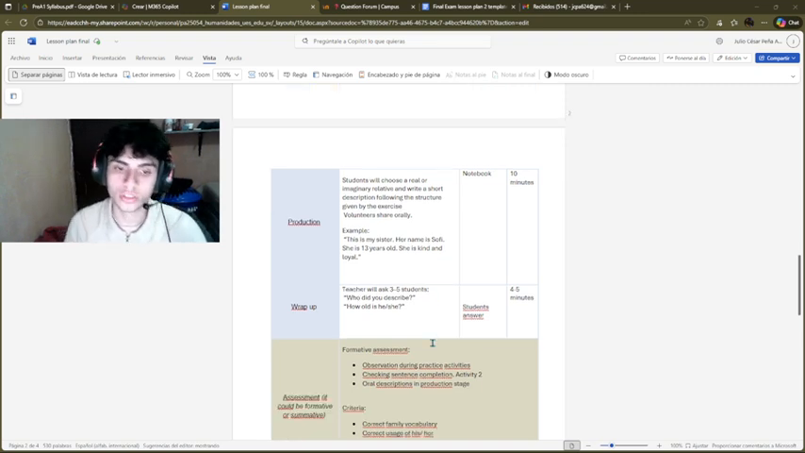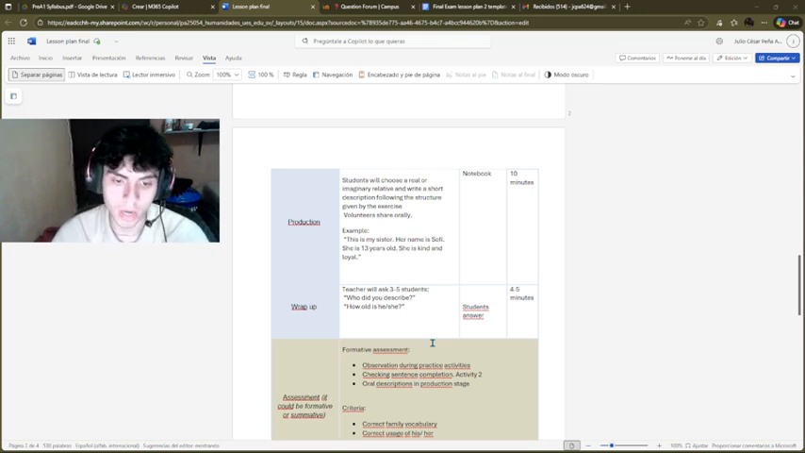Then for the production, the students will choose a real or imaginary relative and write a short description following the structure given by the exercise. Volunteers share orally. Here we have an example: this is my sister. Her name is Sophie. She's 13 years old. She's kind and loyal. From the notebook, this is the material, and it's going to take no more than 10 minutes.